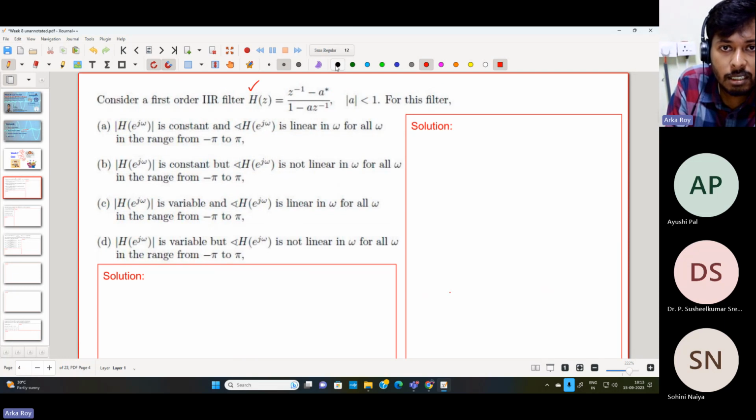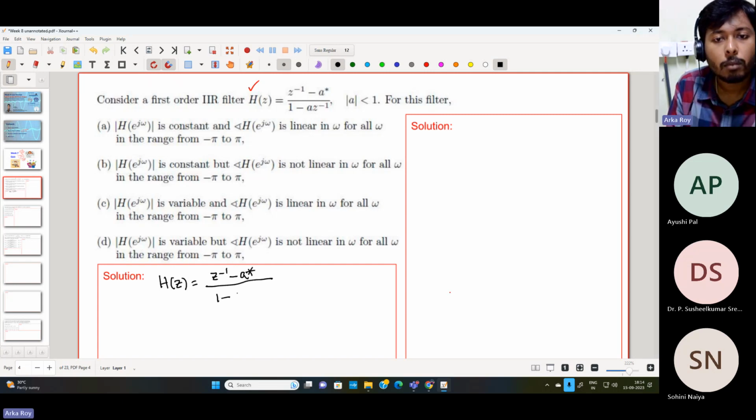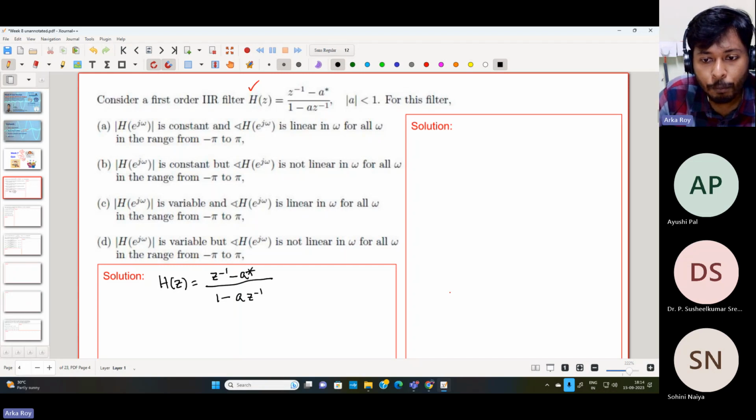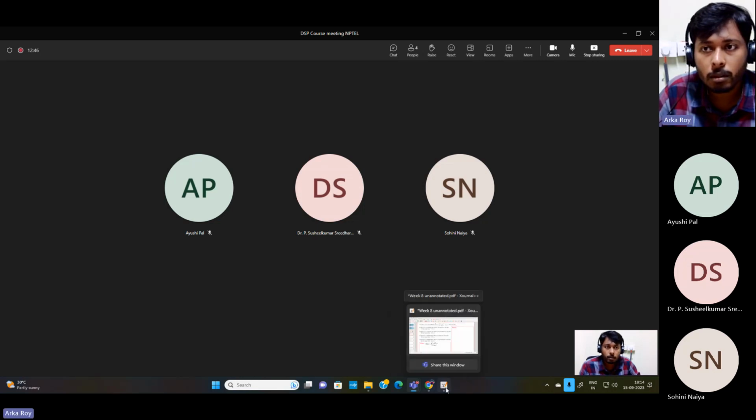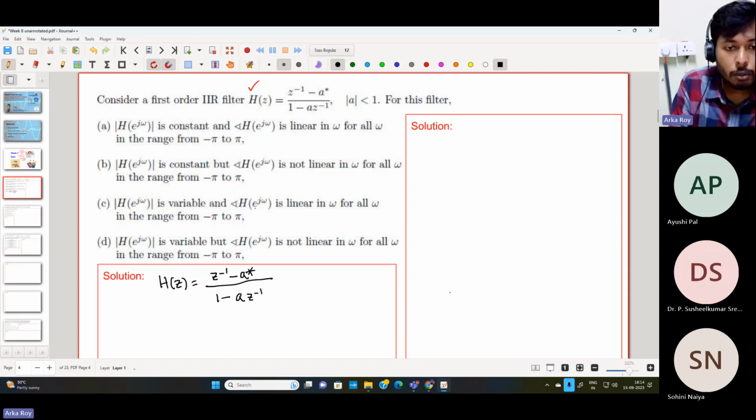So let me just change the color of the pen. Okay, so H(z) equals (z^-1 minus a*) divided by (1 minus a z^-1). The Z transform is given like this.